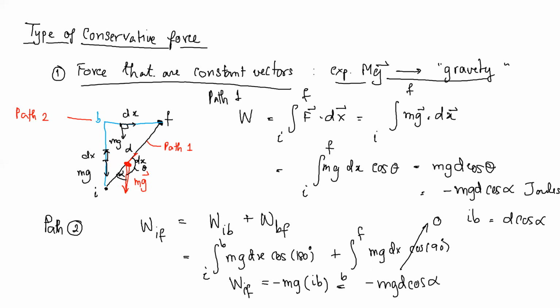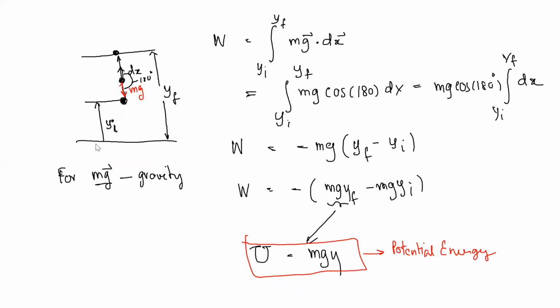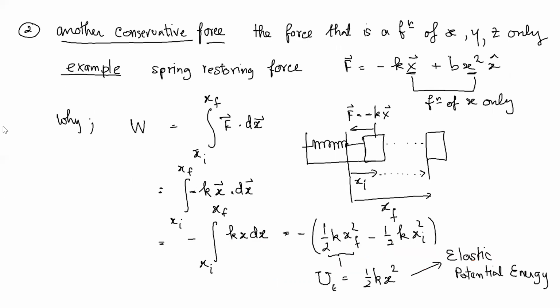So it turns out that for gravity such as mg, the potential energy can be written in the form mgy, and y or h is the height from the reference point. And then another form that is conservative is a force that depends on a function of x, y, or z only. There are no cross terms.